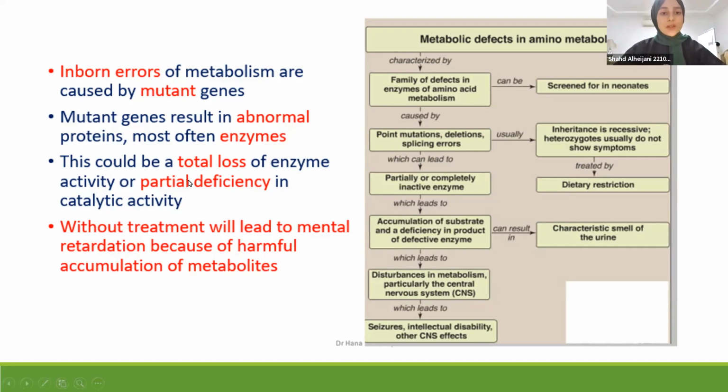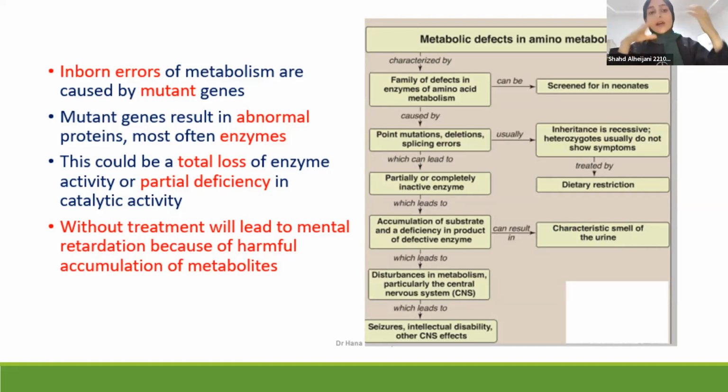Now, we said there will be mutation in the genes altering the enzyme. So when this enzyme is altered, there will be either total loss of the enzyme activity or a partial deficiency. But in both cases, the catalytic activity would be affected. Now, what does this mean? The enzyme would normally take the substrate and convert it to a product. If this enzyme is not working, this pathway will be inhibited, so the product will not be formed.